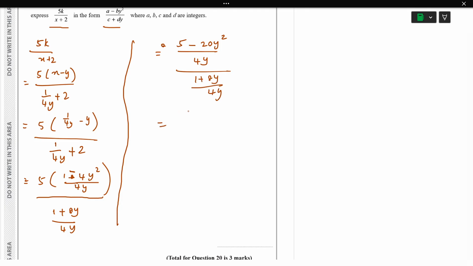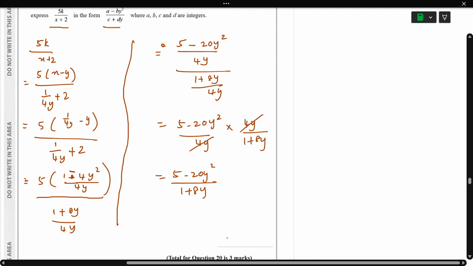Now I'll bring the denominator to the numerator, so it will become the reciprocal. So 5 minus 20y squared over 4y times 4y over 1 plus 8y. Here 4y got cancelled. The rest is going to be 5 minus 20y squared over 1 plus 8y. That's the final answer. 5 minus 20y squared over 1 plus 8y.